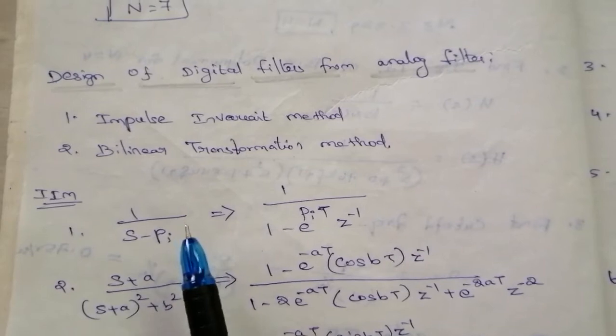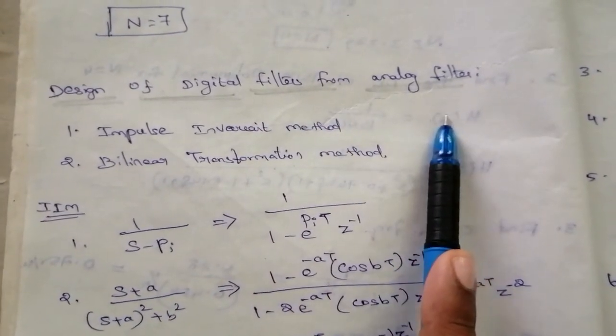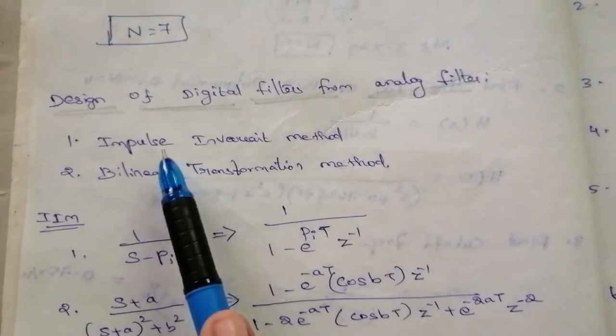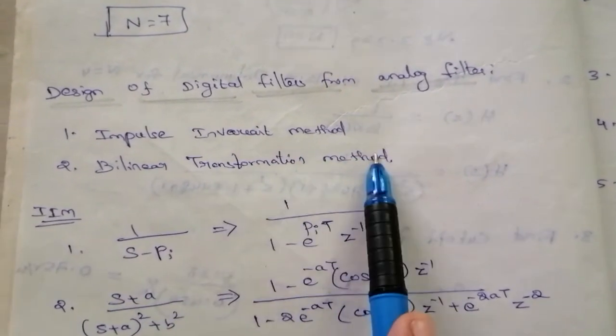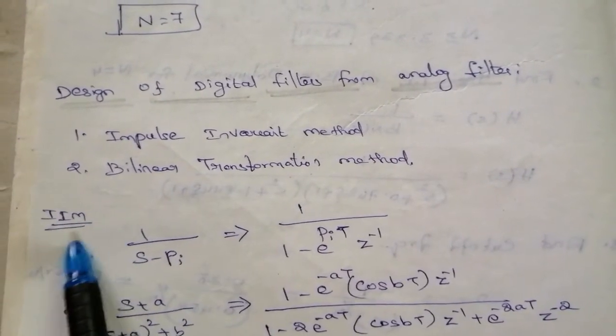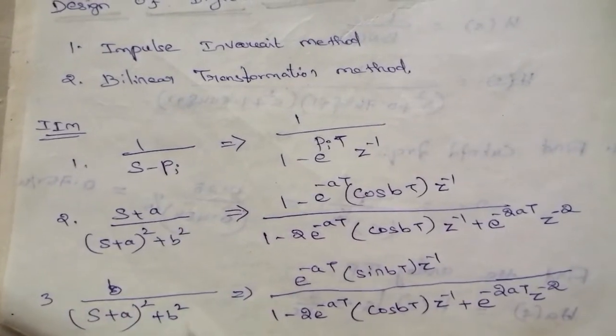Let's see the design of digital Butterworth filter from analog Butterworth filter, right? So there are two methods there. One method is impulse invariant method, another one is bilinear transformation method. First method is impulse invariance method. So this is the formula for impulse invariance method, right?